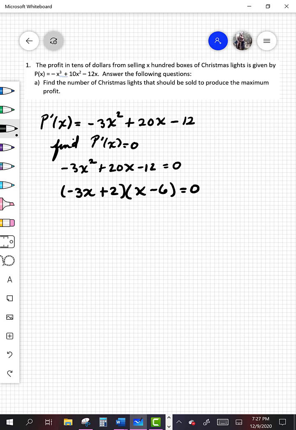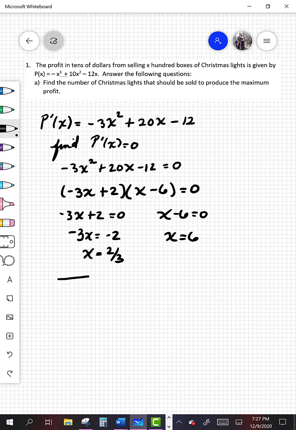Now set each factor equal to 0 and solve for x. We have -3x + 2 = 0, and we have x - 6 = 0. Solving for x, we have -3x = -2, and then x is equal to 2/3. Solving when x - 6 equals 0, we get x is equal to 6. We need to see if the critical values are a max or a min.